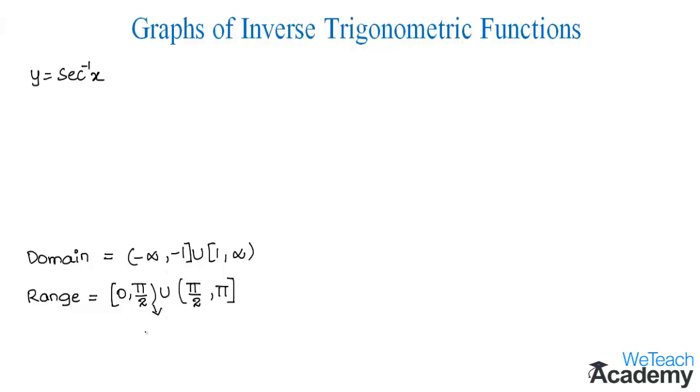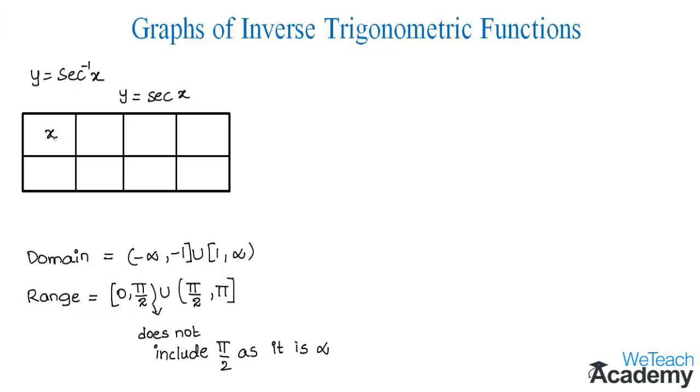Here in this case, we can say that the range does not include pi by 2 as its value is infinity. Now let us discuss the domain and range of the trigonometric function y equal to secant x, so that we can draw a graph for the inverse trigonometric function y equal to secant inverse x. Let us write the domain which lies between 0 to pi. So let us consider the values of x.